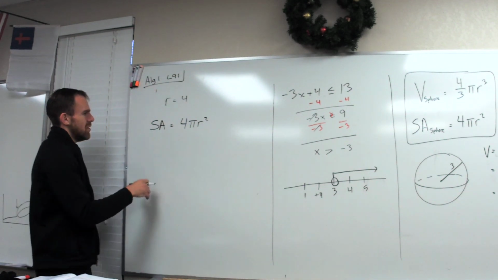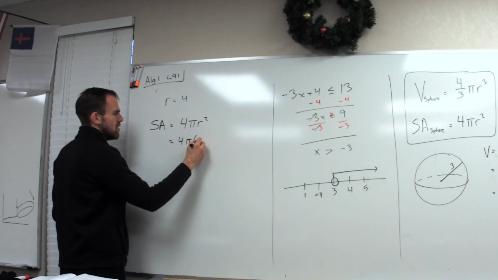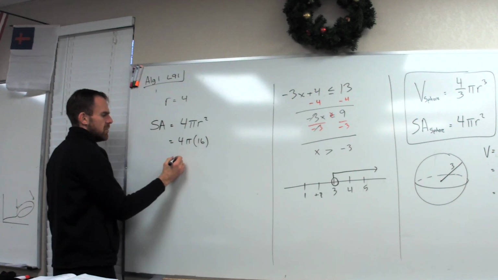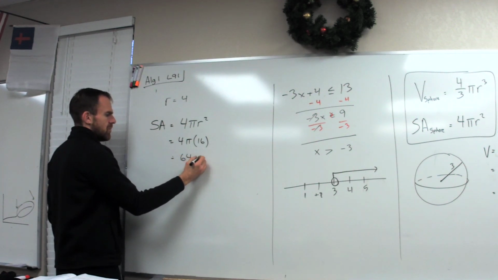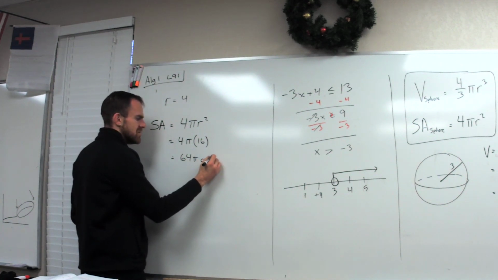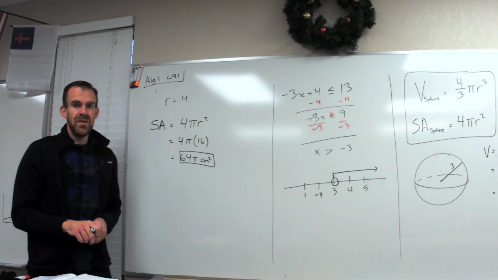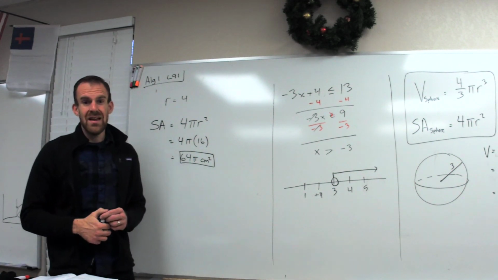We're going to plug in r. r is 4, so r squared is 16. 4 times 16 is 64. Now, since this is area, I expect my units to be squared, because a square has area and a cube has volume. And that is problem set 91.